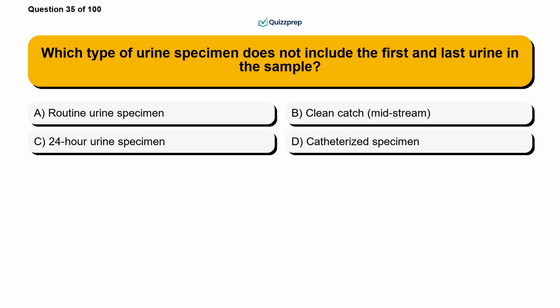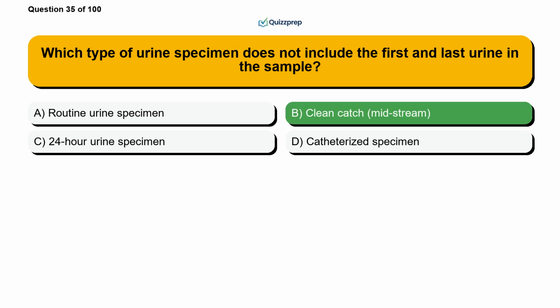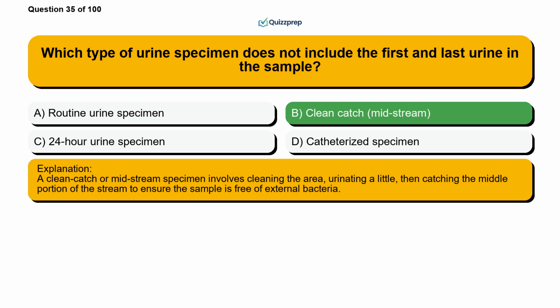Question 35. Which type of urine specimen does not include the first and last urine in the sample? Option A, routine urine specimen. Option B, clean catch, midstream. Option C, 24-hour urine specimen. Option D, catheterized specimen. The correct answer is option B, clean catch, midstream. A clean catch or midstream specimen involves cleaning the area, urinating a little, then catching the middle portion of the stream to ensure the sample is free of external bacteria.